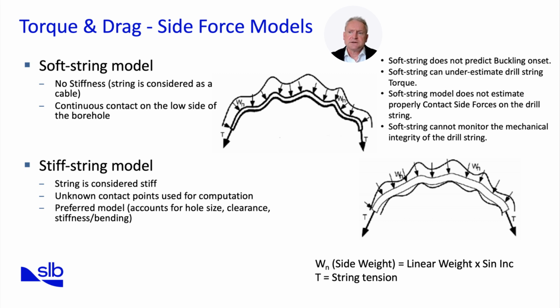By ignoring stiffness, the soft string model cannot predict buckling onset, which is critical for drilling performance and mechanical integrity. It also tends to underestimate drill string torque, and it does not properly quantify side forces, leading to errors in wear predictions. Furthermore, it cannot monitor the true stress and fatigue state of the drill string. In summary, while the soft string model is simpler, it is often inadequate for high precision analysis. The stiff string model provides the necessary accuracy to ensure safe, efficient drilling operations.